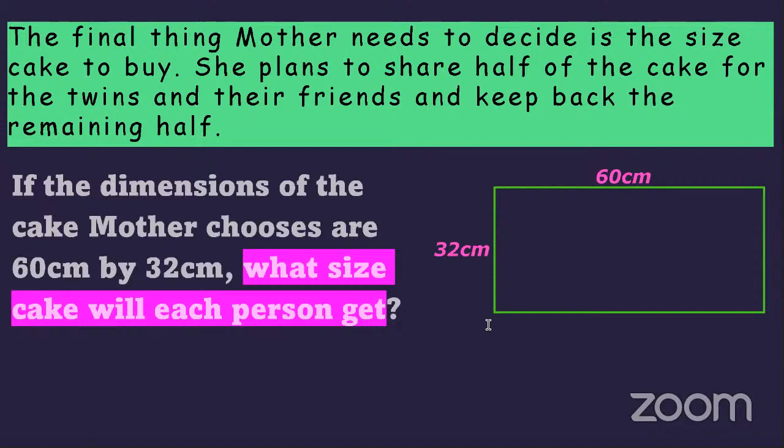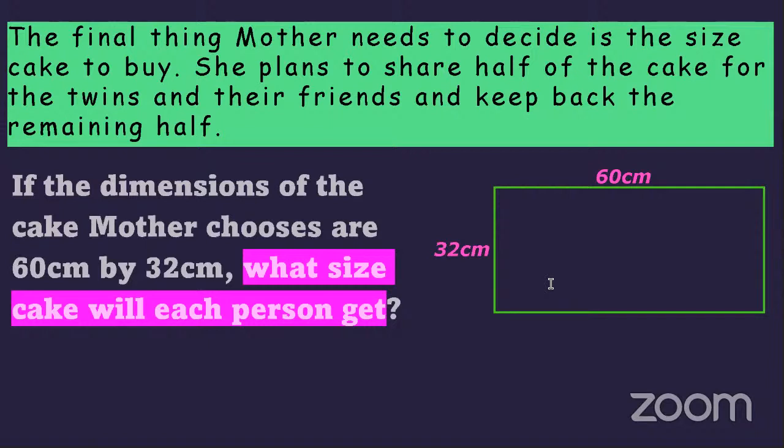So this cake will take on a shape of, well, the cake is really going to be a solid, like a cuboid. But if we're going to look at one face of the cake here, we know that we will have 60 centimeters by 32 centimeters. So with that in mind, can you tell me what size is the entire cake? You can think about that.